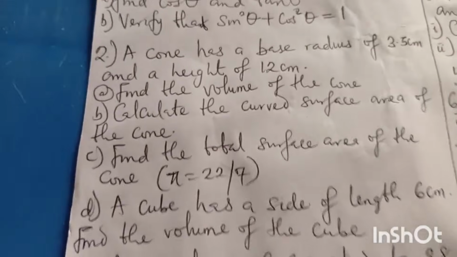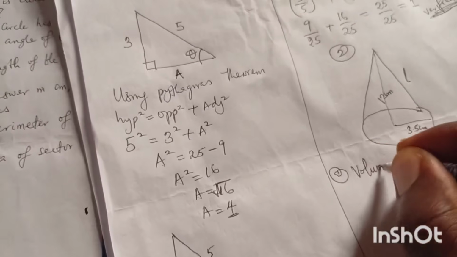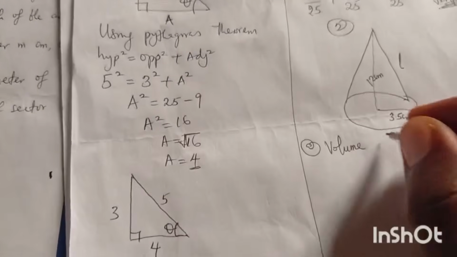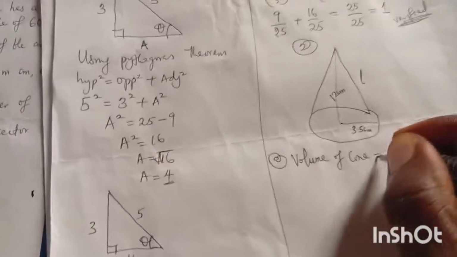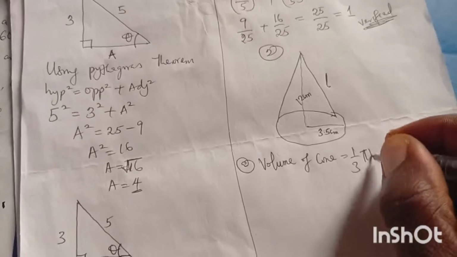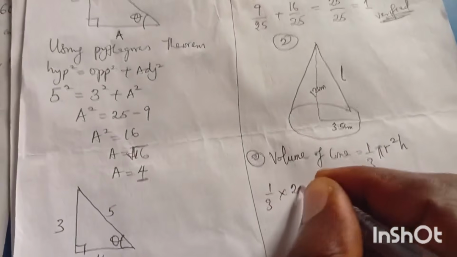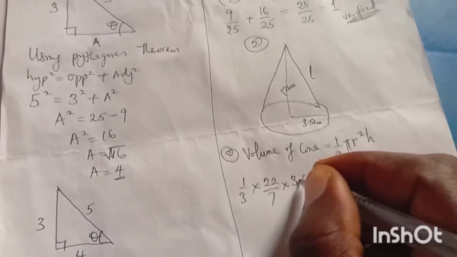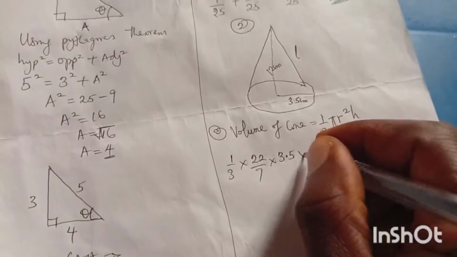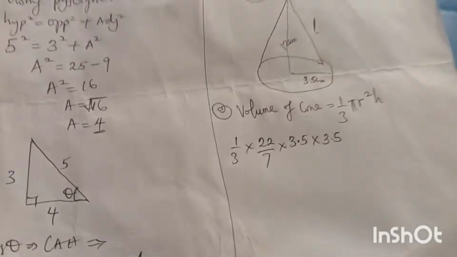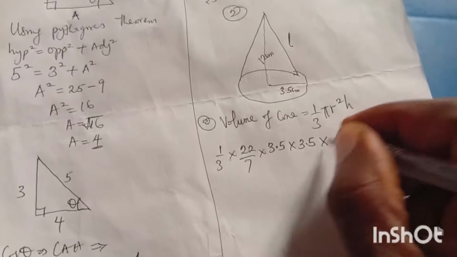The first question said I should find the volume of cone. That is question A. Volume of cone anywhere in the world: remember, cone is 1/3 of cylinder. So definitely, the volume of cone will be 1/3 of the volume of cylinder, 1 over 3 pi r squared h. We move forward. 1 over 3, my pi is 22 over 7, my radius is 3.5, which must be squared. Squared means I repeat the thing twice, which I'm doing right now, times what's my h?